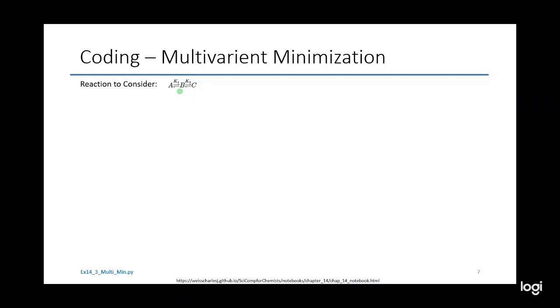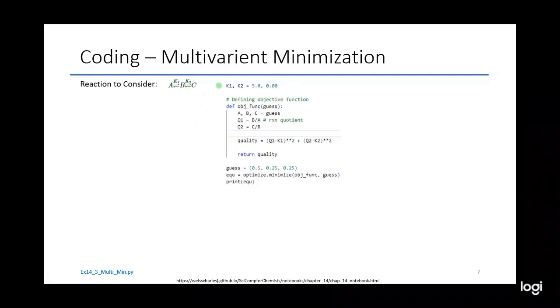In this case, the isomers A, B, and C are in equilibrium with one another, with equilibrium constants K1 and K2. First, we assign the equilibrium values of 5 and 0.8 to K1 and K2 respectively. Next, we define an objective function, obj_func, which takes an input guess.